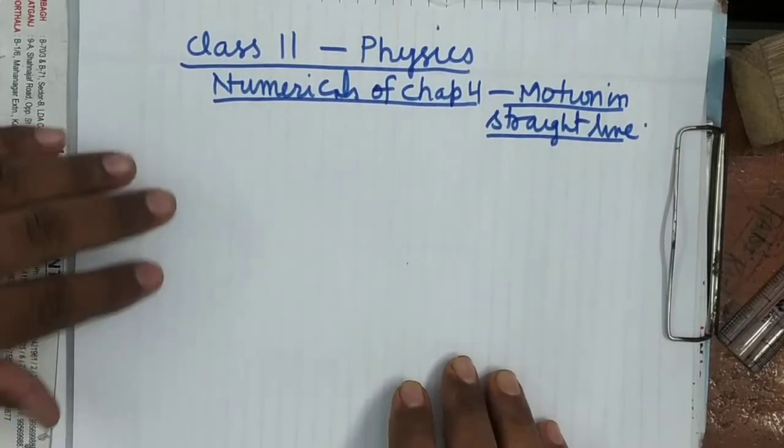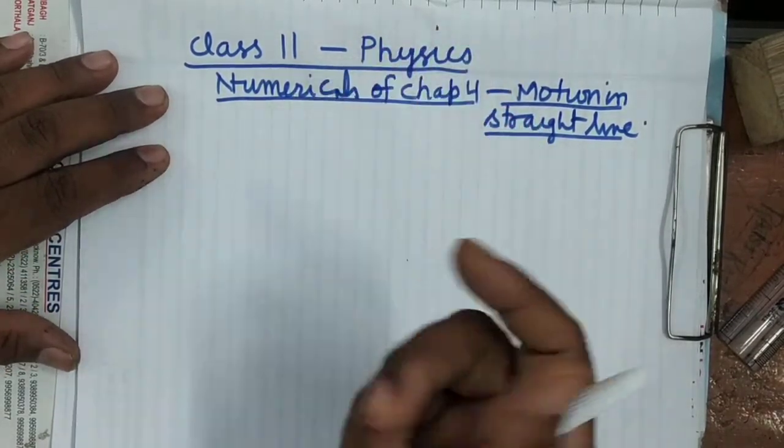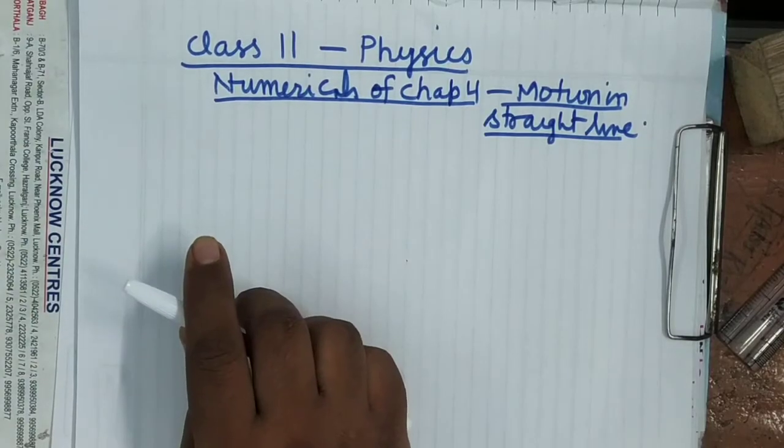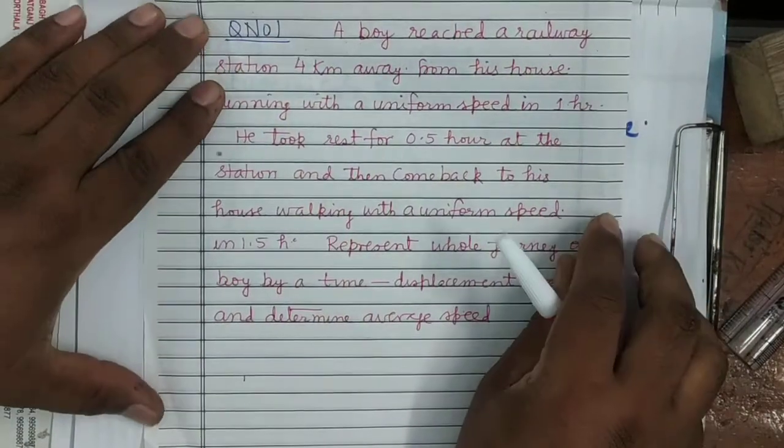in which there was the use of calculus as well as some graph methods. Some questions were on the graph method. Is it clear? Now here there is one question you can see.